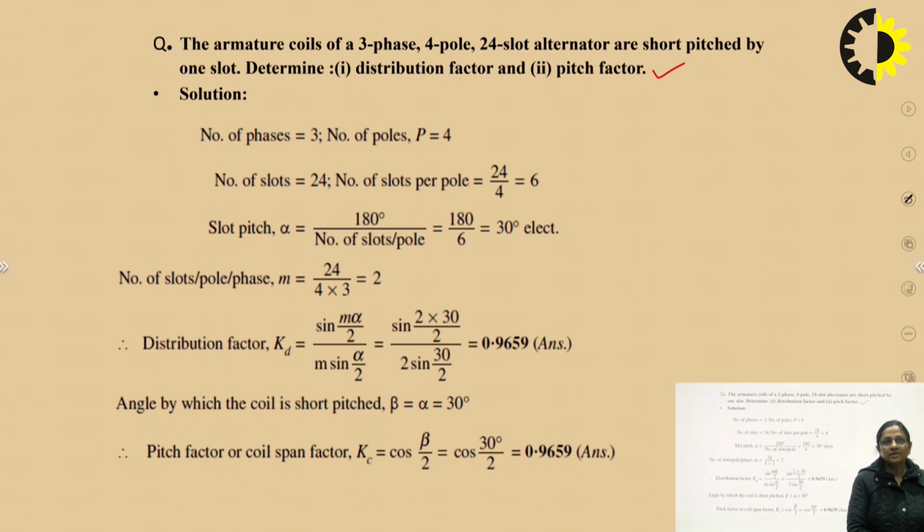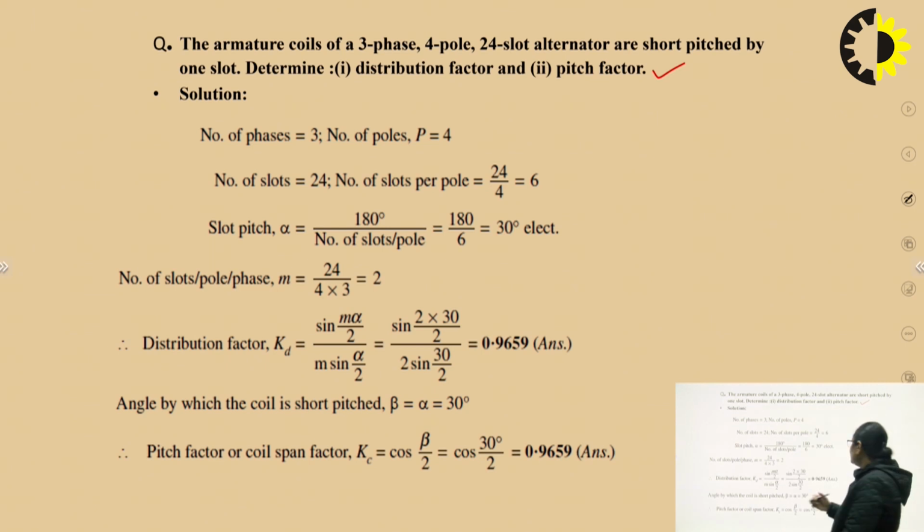The armature coil of a 3-phase, 4-pole, 24-slot alternator. Details of this are given to us. We are having a 3-phase machine, 4 number of poles, and the total number of slots over the periphery of the armature are 24. So, before proceeding to solve the question, let us discuss what is the distribution factor and what is the pitch factor.